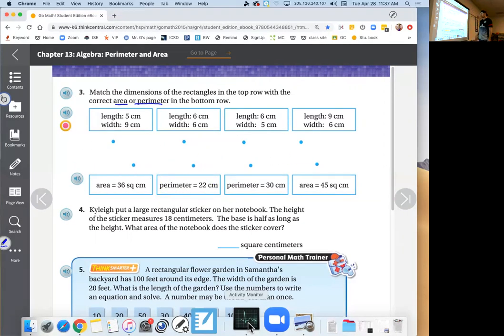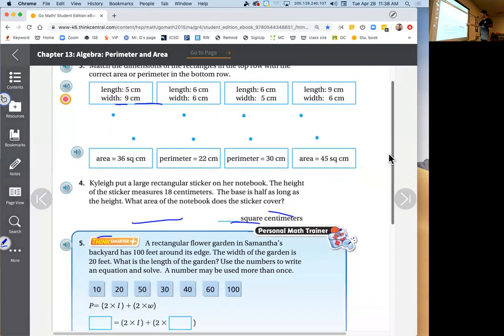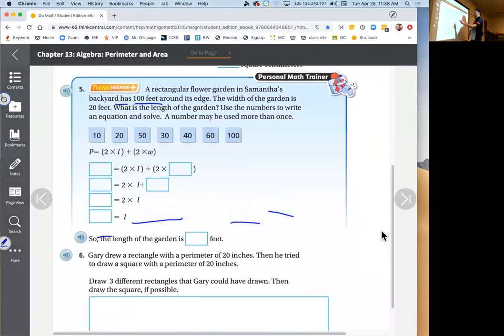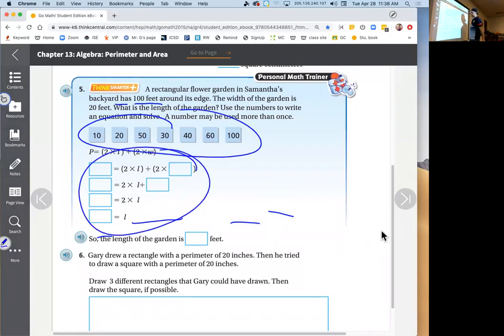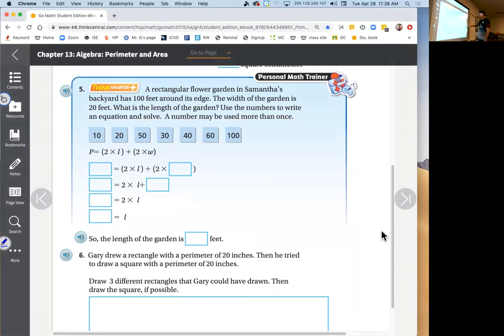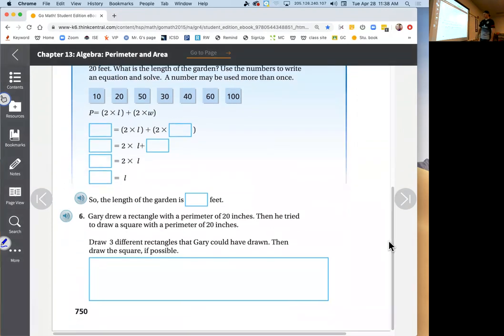Number 4, the base is half as long as the height. Look, the height is right here. The height is this, and the base is half of that. You saw that. Number 5, it's going to make you think. You've got to use these numbers. These are the numbers that you use in here. So I want you to think and try to solve that yourself. 6 is the one that we're doing.